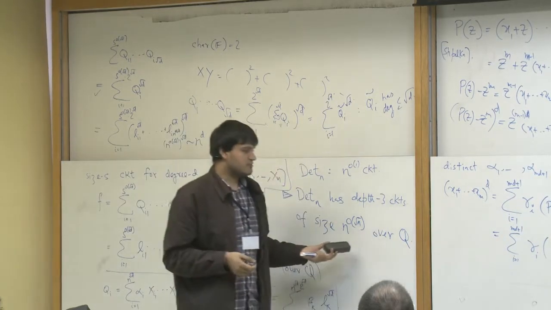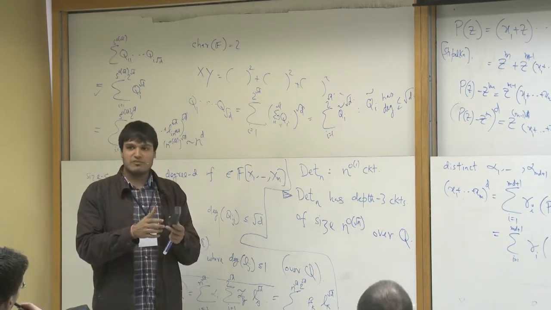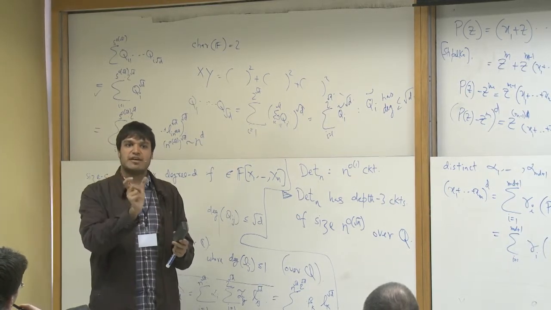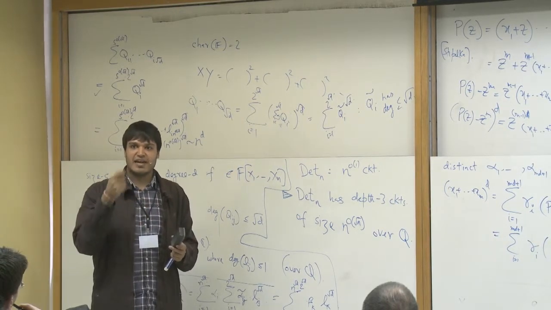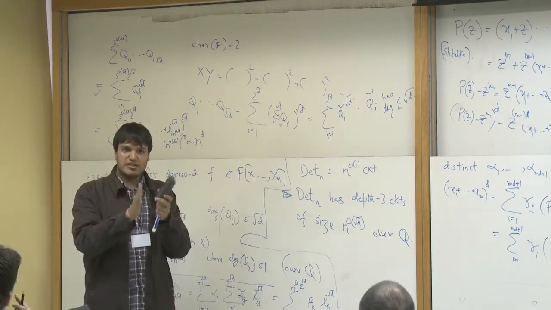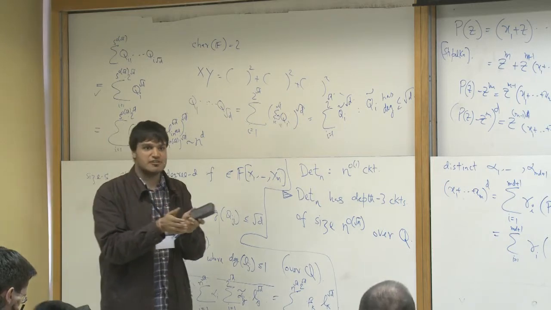Also, one important difference between the two is that in Rice's formula, which we saw in the morning, every summand had degree exactly n. So there the individual terms were not blowing up in degree. It was a homogeneous circuit.